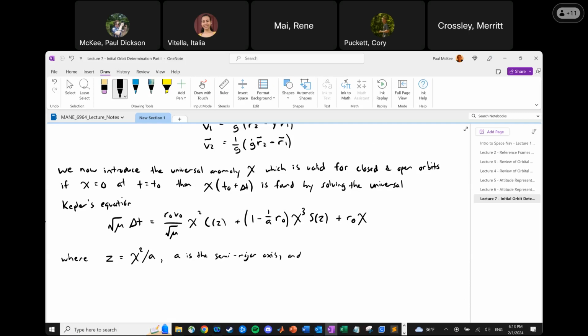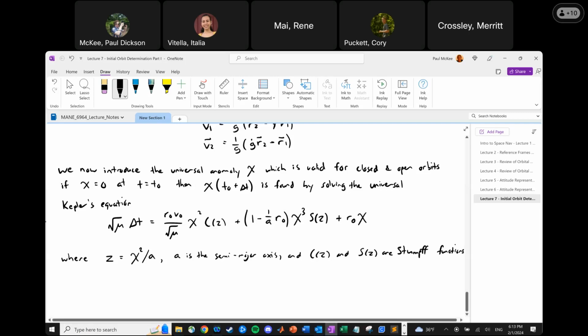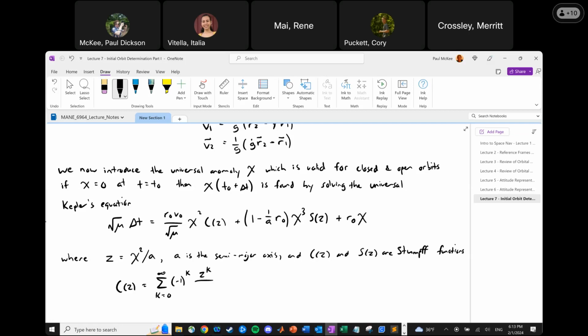And c of z and s of z are what are called stump functions. In case you haven't seen those before, c of z is the sum k equals 0 to infinity of (-1)^k z^k over (2k+2)!